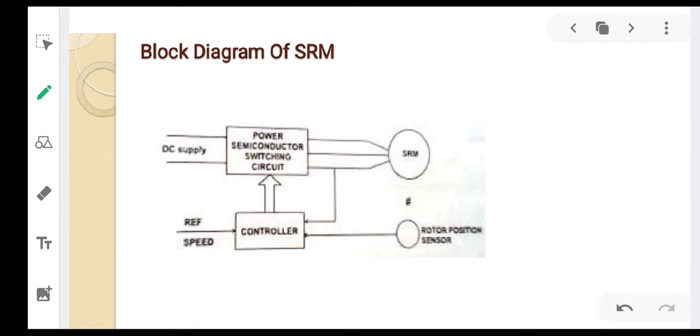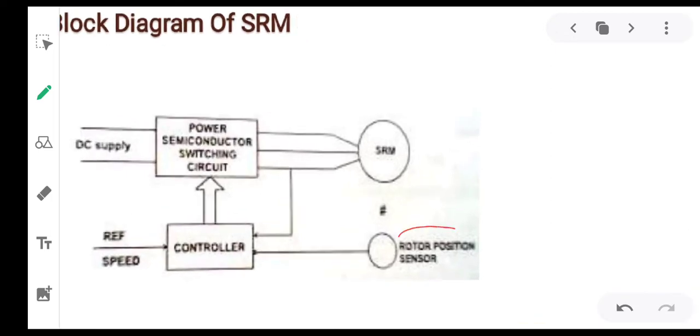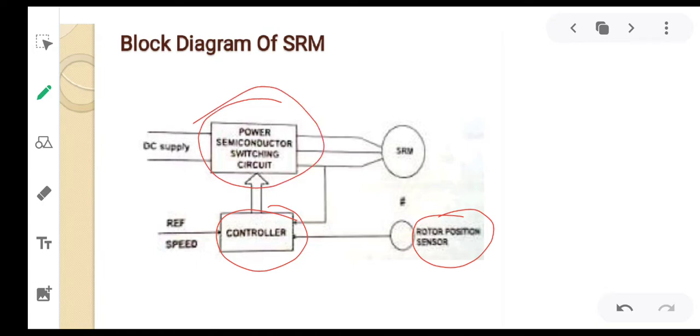Going to the block diagram of a switched reluctance motor, as I told you, the rotor position sensor senses where the rotor is at that instant of time. That value is sensed back, and only then is the next winding to be excited found out. That is given to a controller, which sends control pulses to turn on the switches so that a particular phase winding is excited. That is very important. What are the different types of semiconductor switching circuitry for this purpose? That is what we will discuss in the second topic.